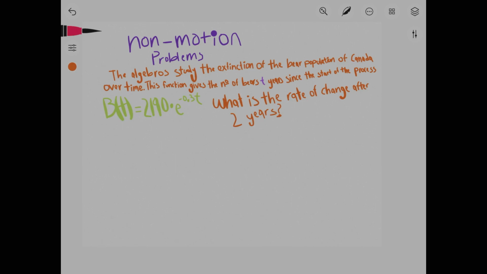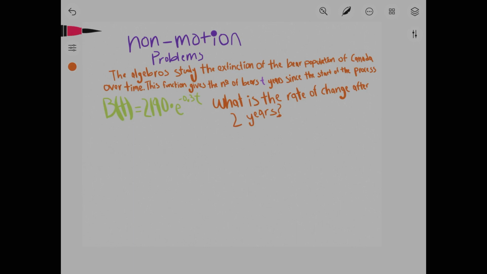We have this problem that says, the algebras study the extinction of the bear population of Canada over time. This function gives the number of bears in t years since the start of the process. And the function is b of t equals 2190 times e to the power of negative 0.3 times t. And what is the rate of change after 2 years?